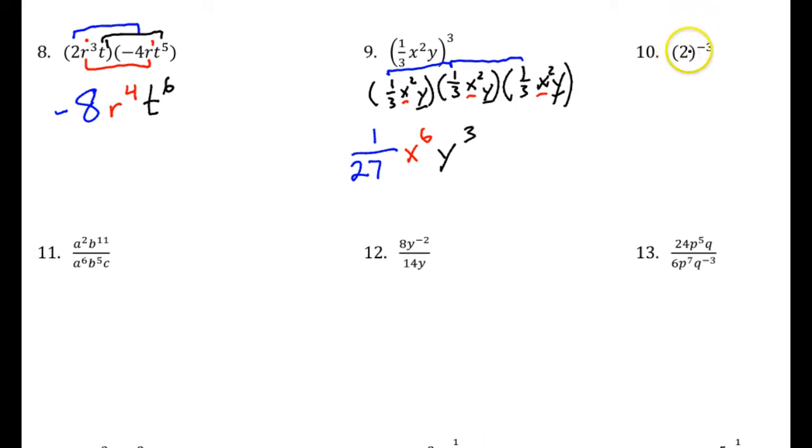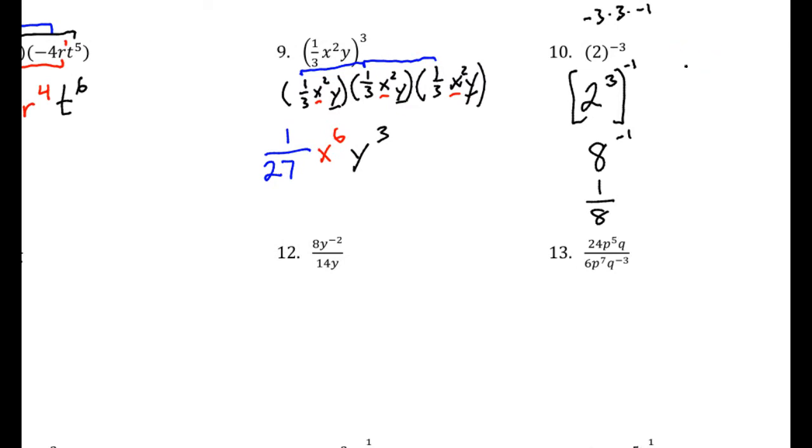Number 10, we have a negative, so this is going to be 2 steps. Let's first do the third power, and then the -1, since -3 equals 3 times -1. Just breaking it up into 2 steps. So 2 to the third power equals 8, and raising that to -1 is 1 over 8.